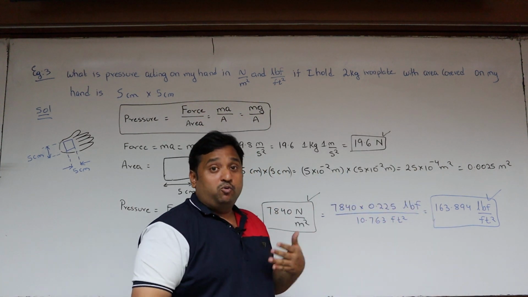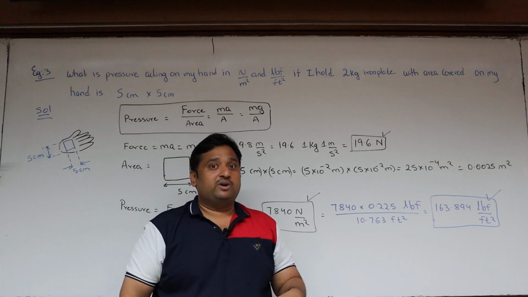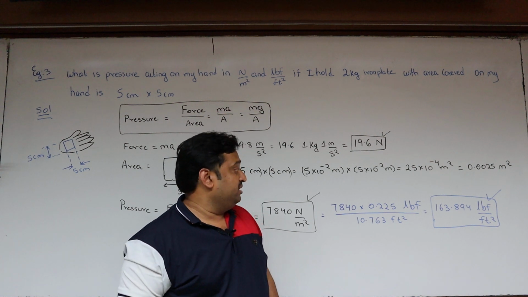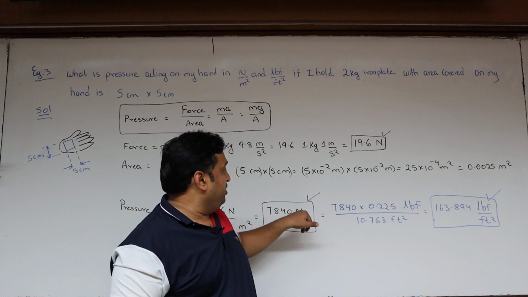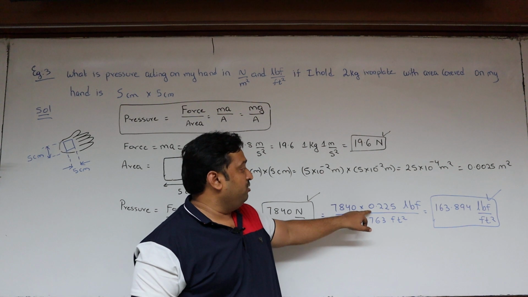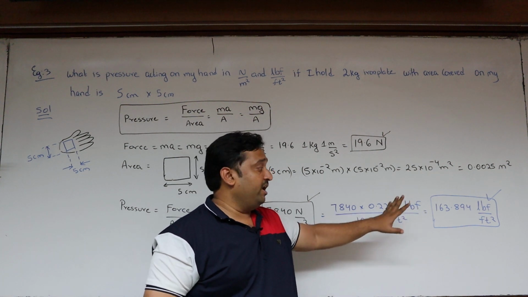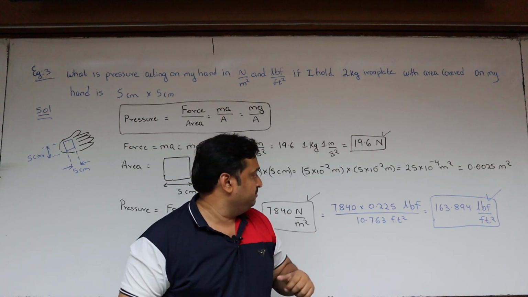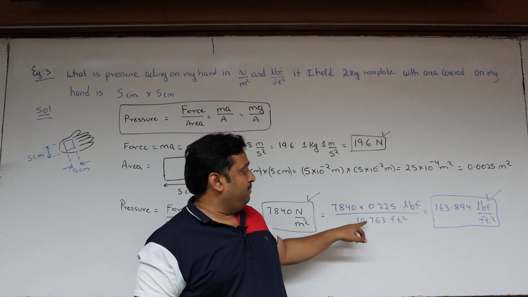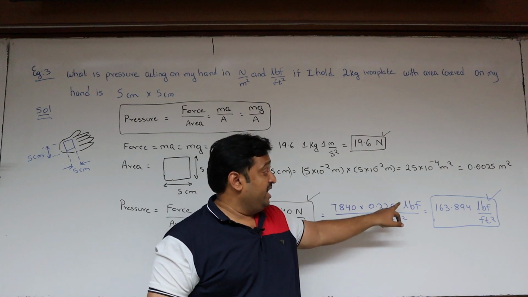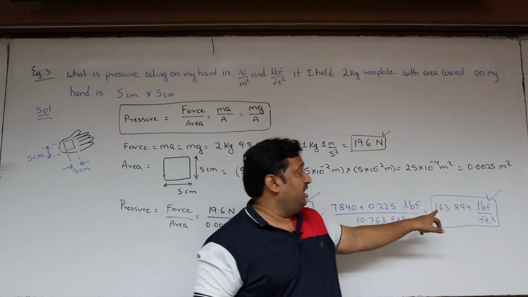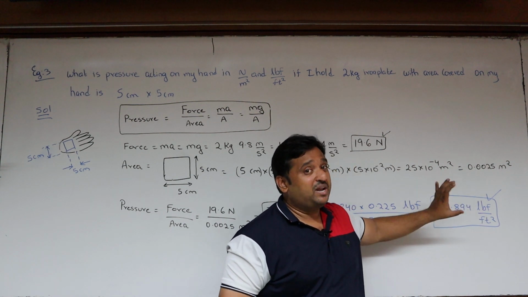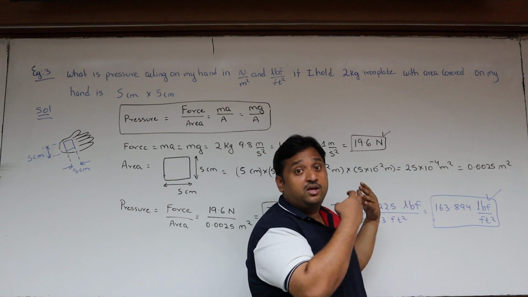And I have to calculate in lb force per feet square also, right? I know 1 Newton is equal to 0.225 lb force. That means 7840 newtons is nothing but 7840 into 0.225 lb force. The numerator I have got. What is the denominator? It should be in square feet. 1 meter square is nothing but 10.763 feet square. See, lb force by feet square. Ultimately 163.894 lb force per feet square is the pressure.